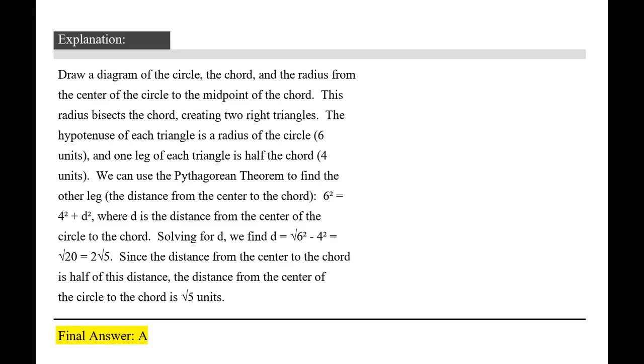The distance from the center to the chord: 6^2 = 4^2 + d^2, where d is the distance from the center of the circle to the chord. Solving for d, we find d equals the square root of 6^2 - 4^2, which equals the square root of 20, which equals 2 square root 5. Since the distance from the center to the chord is half of this distance, the distance from the center of the circle to the chord is square root 5 units.